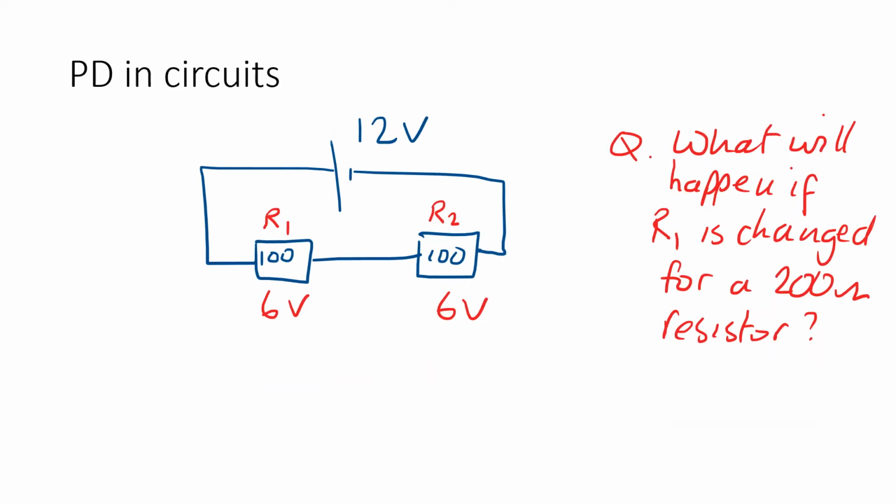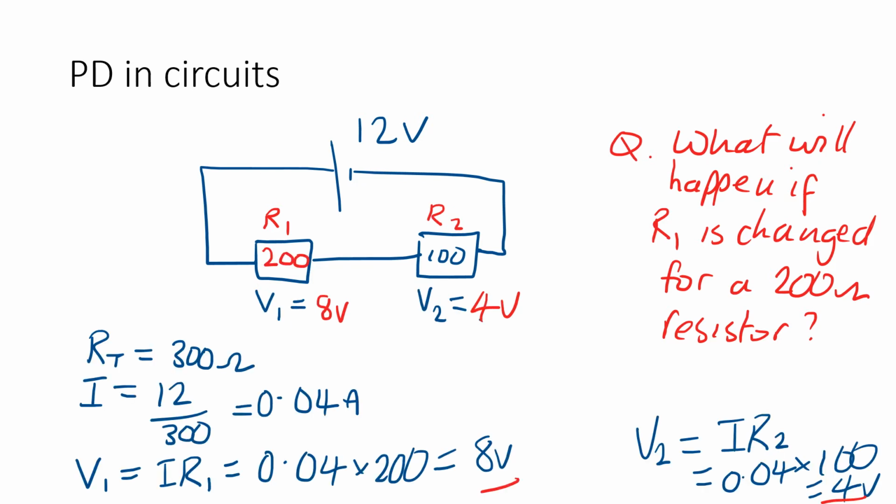Okay, question now for you to think about: what will happen if R1 is changed for a 200 ohm resistor? What will happen to the share of the power supply potential difference? How will it now be shared across the two resistors? So if we increase R1 to 200, we've now got a 200 ohm resistor in series with a 100 ohm resistor. You might be able to see that the 200 ohm resistor is going to have a bigger share now of the potential difference of the power supply.